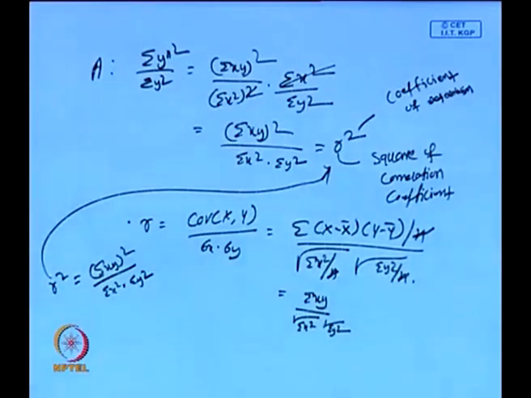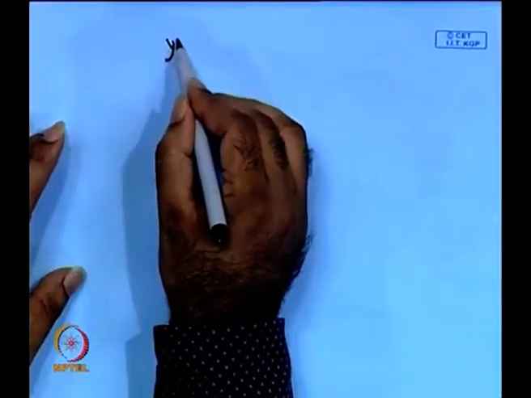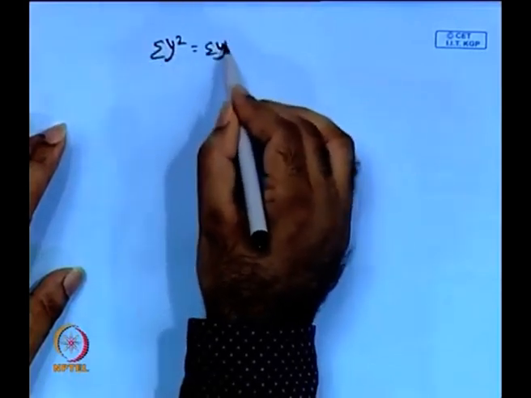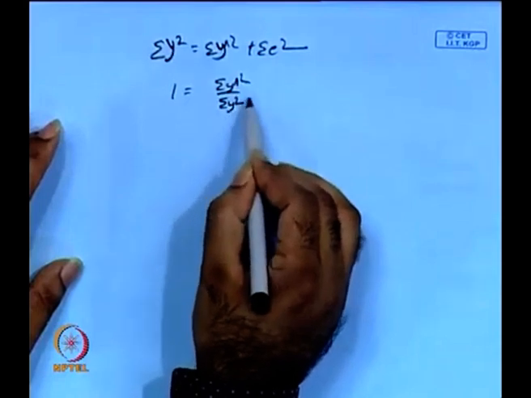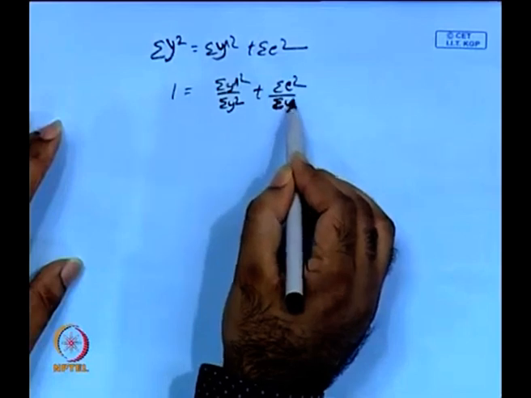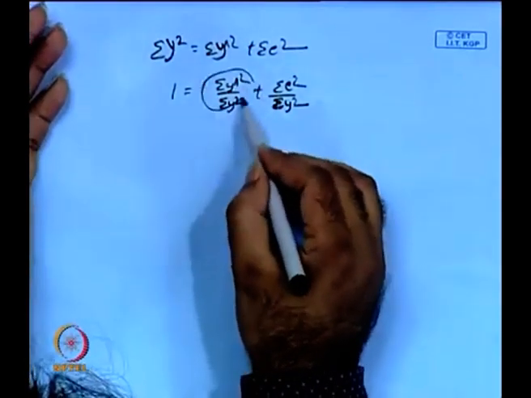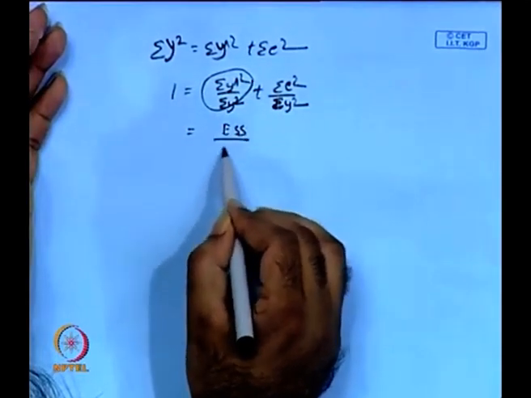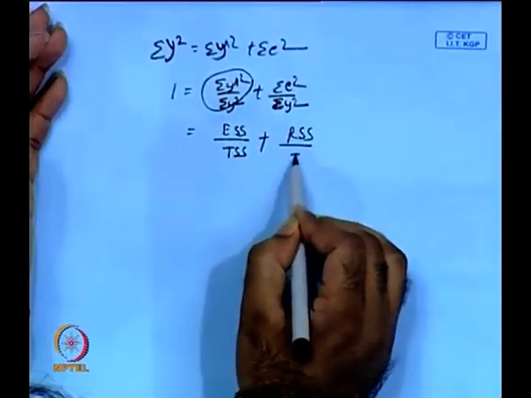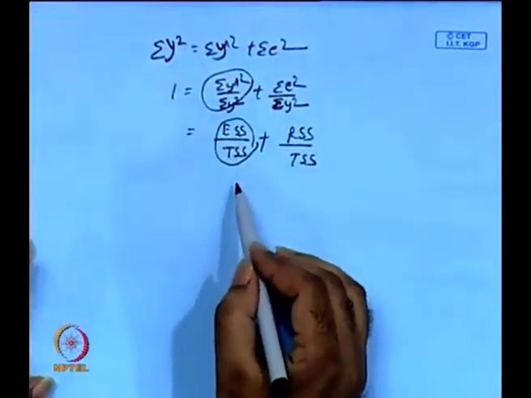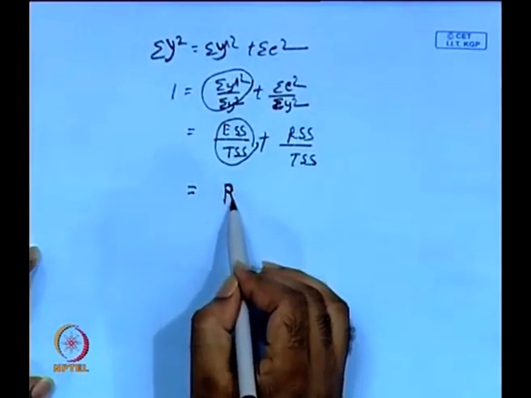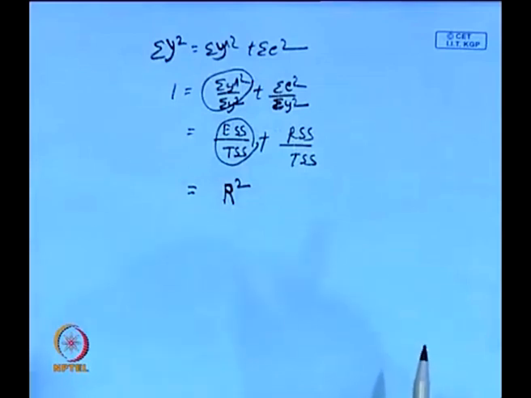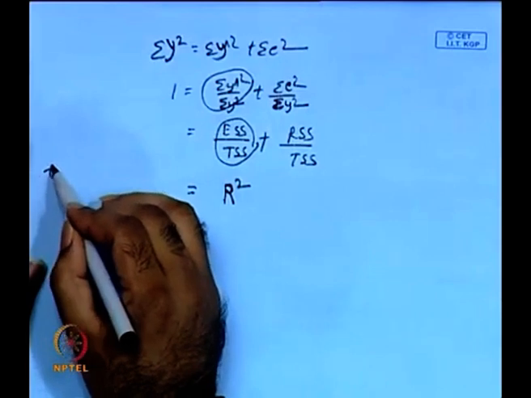So, what is this coefficient of determination? You see here, we have summation y square equal to summation y hat square plus summation e square. So, 1 equals summation y hat square by summation y square plus summation e square by summation y square. This is otherwise known as ESS by TSS, and this is RSS by TSS. By the process of derivation, this is nothing but R square. Usually when we represent the coefficient of determination, it is represented as a capital R square, whereas what we wrote earlier is called a small r square.